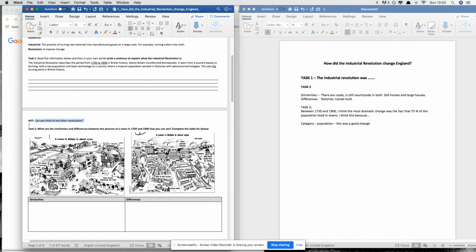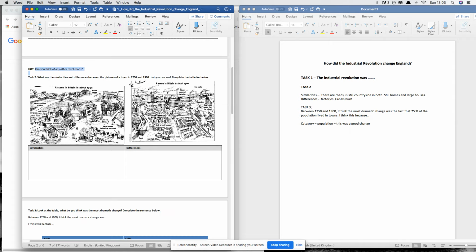Your second task is to look at these two different pictures from 1750 to 1900 and just complete this table of similarities and differences. You can draw the table out by hand, or you can just do it like I've done here on the sheet to the right, which is similarities and differences. Okay, and I just want you to write 3 to 5, something like that, similarities and differences between the two pictures.